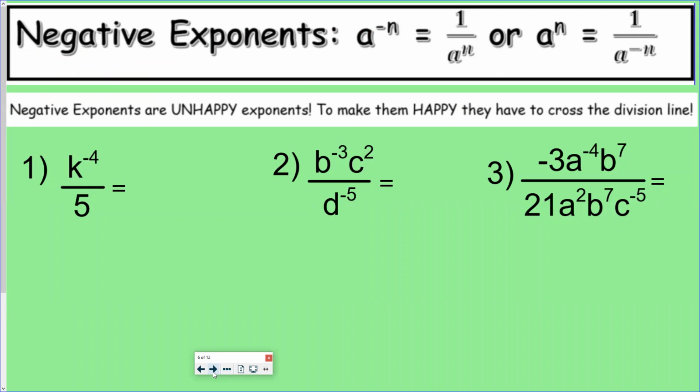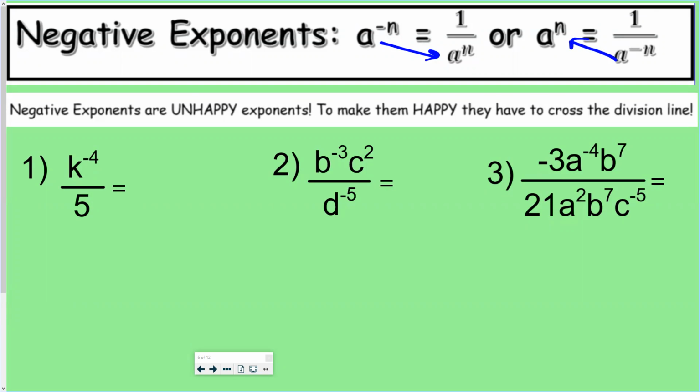All right, so here's our negative exponents rule. Whenever we have a negative exponent, we're going to move it down, but if it's already down, we're going to move it up. So if it's not in the denominator, you put it in the denominator and it becomes a positive. If it's already in the denominator, you're going to move it to the numerator, and then it'll become positive. Here's the thing, negative exponents are unhappy. That's an easy way to think about it. To make them happy, they have to cross the division line.